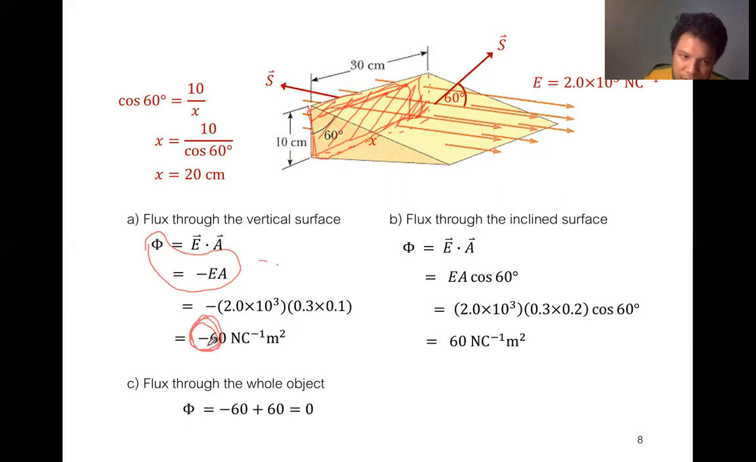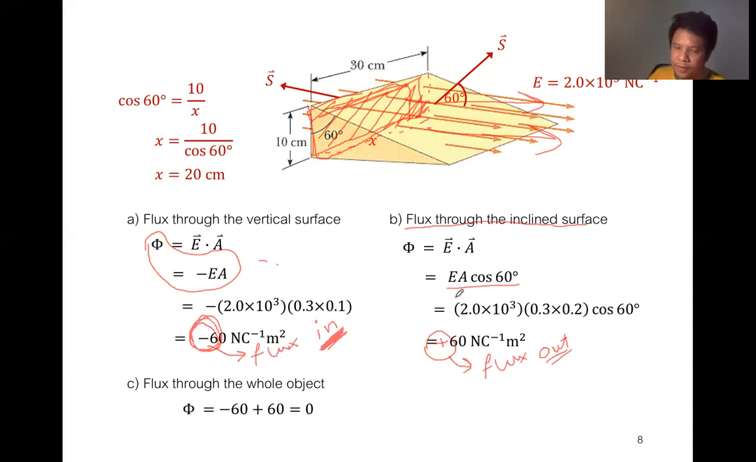So the negative notation denotes the flux that is coming in. So we use a negative sign for the flux coming in, and we use a positive sign for the flux going out. Okay, so in part B, they ask for the flux through the inclined surface, or the flux coming out from the inclined surface. So we use the positive sign, and we use EA cosine theta, in which theta is 60 degrees, and then we can find the flux coming in and going out.